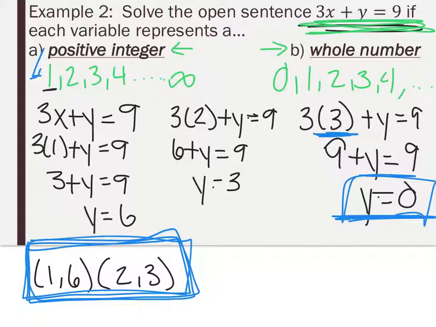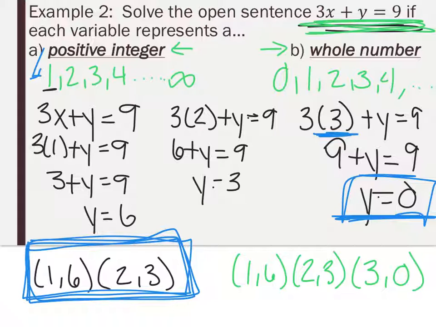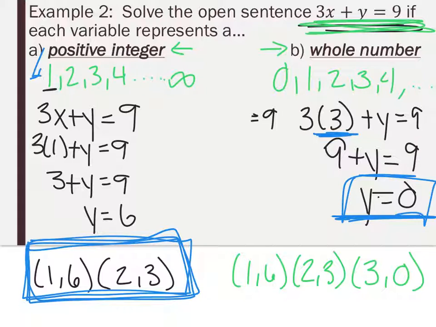So if it says what are the answers when it's a positive integer, it's just these 2. However, the second half of this problem says what are the answers if we're including whole numbers? Well, that would include 1, 6, that's a whole number. Those are both whole numbers. 2, 3, those are both whole numbers. And then this answer would be included in whole numbers, 3, 0. Those are all whole numbers. But what happens if I plug 4 into this? Because you're like, well, why can't we keep going? 1 worked, 2 worked, 3 works for whole numbers.